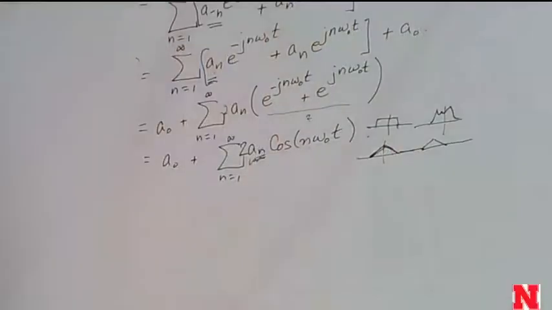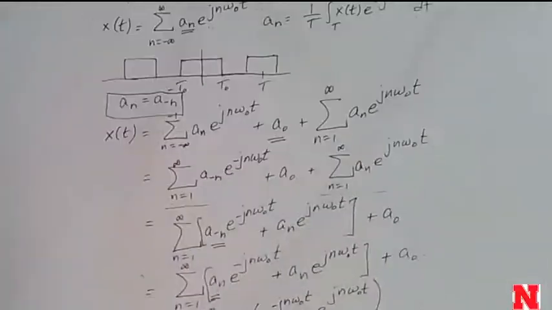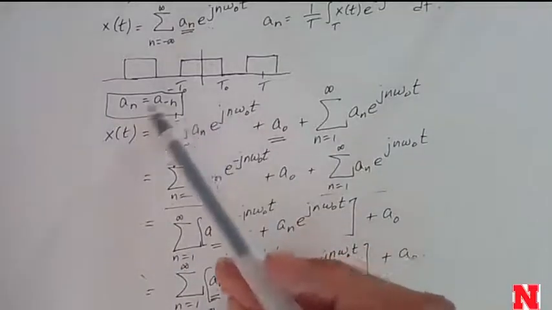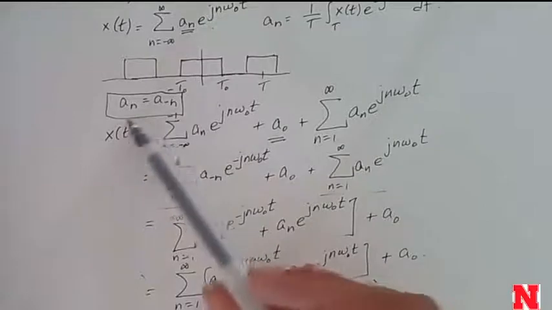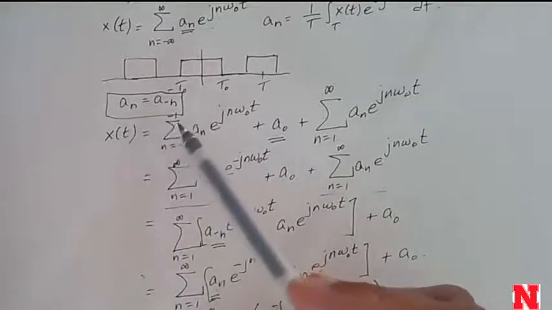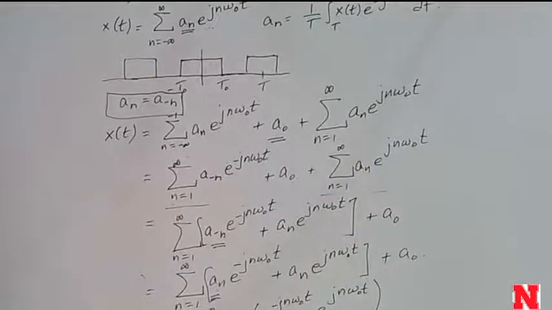Let's go back to our playing around with the coefficients. So we said this was a special case, right? We had this special case where a sub n was equal to a sub minus n. So when does this special case happen? Well, it turns out that it happens when x of t is even.